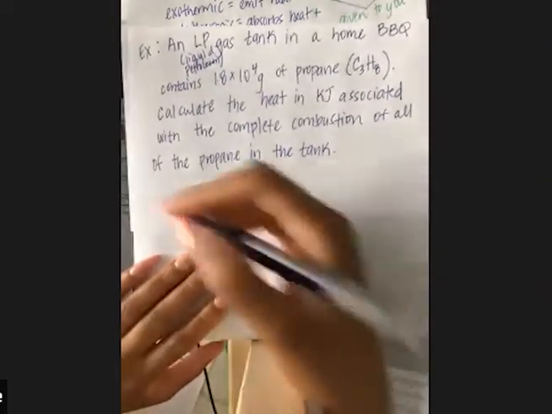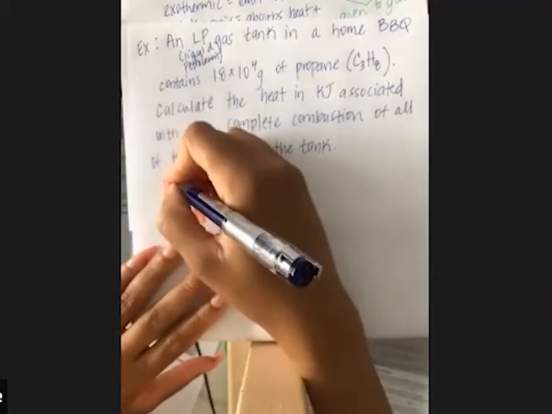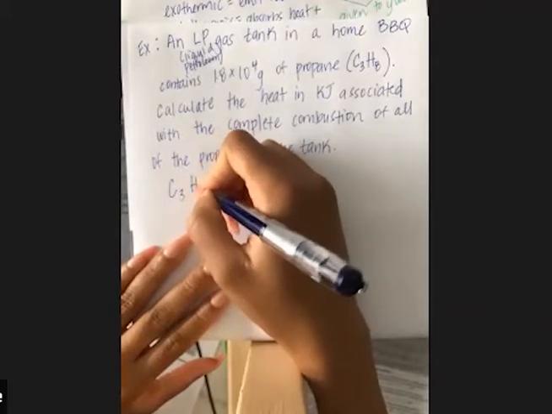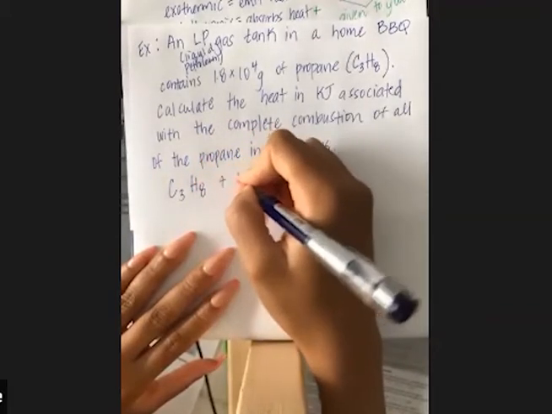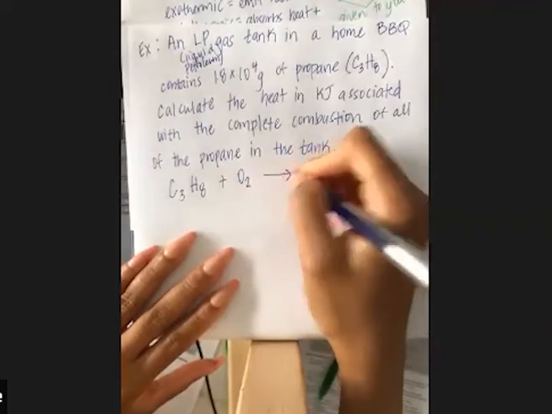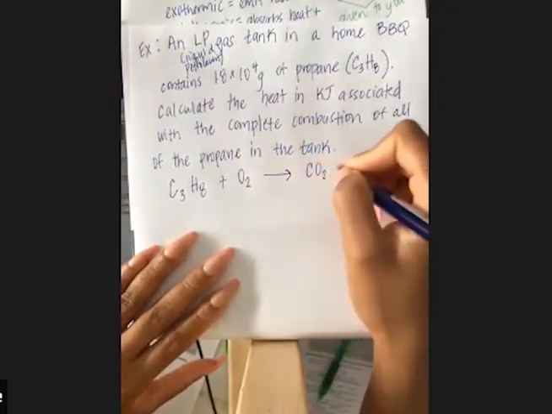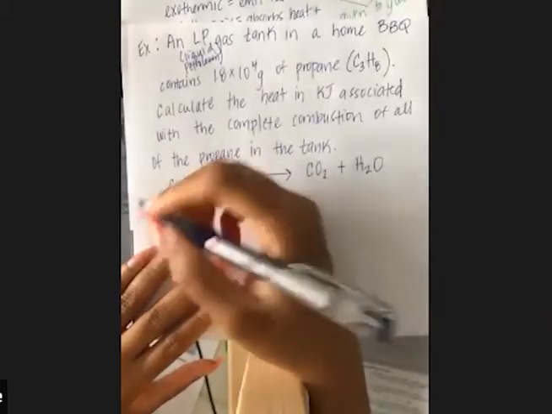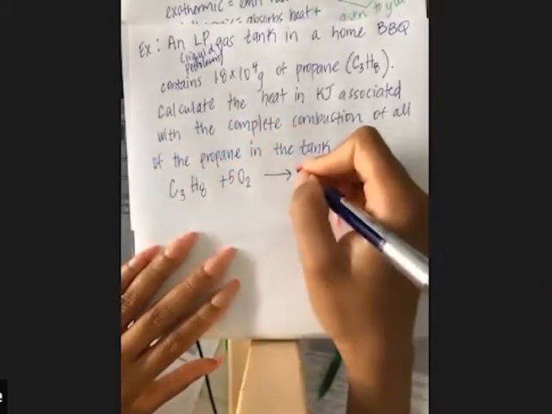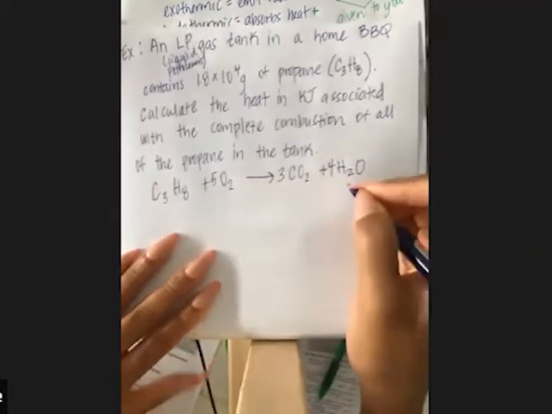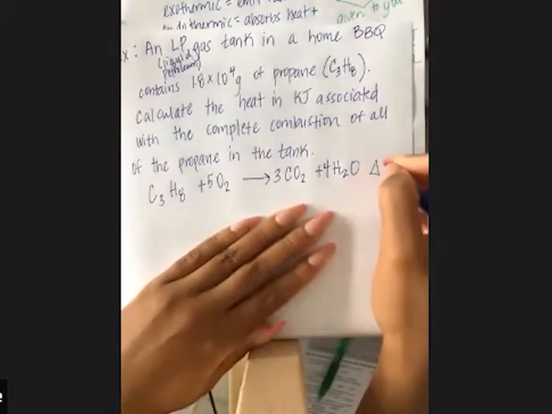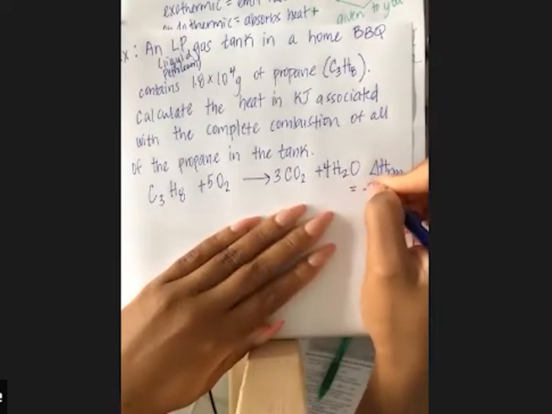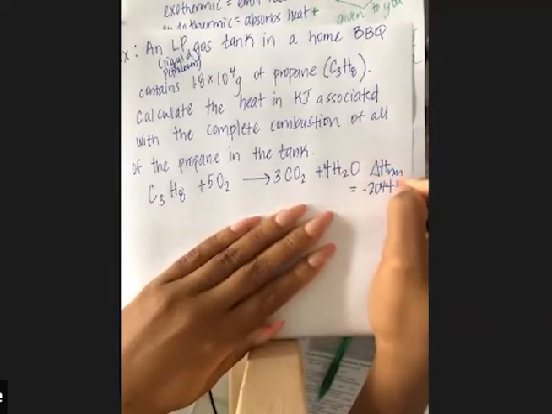All right, so then the question gives us this reaction that says the combustion reaction for propane gas is C3H8 plus oxygen gas is always going to give us carbon dioxide plus water. And if balanced properly, it looks like 5, 3, 4. And then on the side, it says the change in enthalpy of this reaction is equal to negative 2,044 kilojoules.